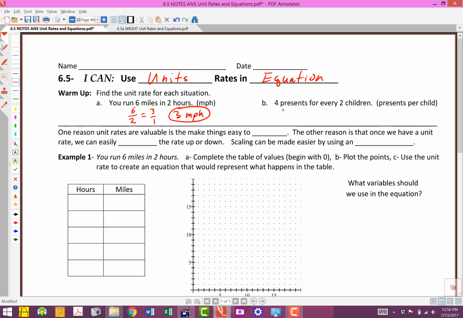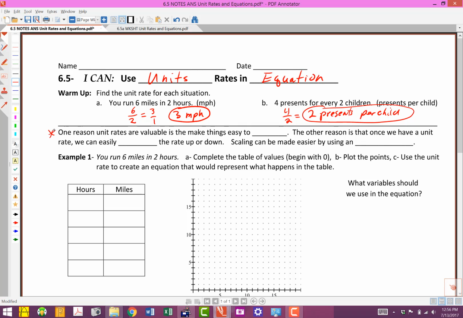And on this one, 4 presents for every 2 children. And it says in parentheses the way they want us to set this up. So this would be presents per child. So the presents are going to go on the top and the children are going to go on the bottom. So this is going to be 4 on the top, 2 on the bottom. We're going to go ahead and simplify. I'm not going to do this step right here. I'm just going to skip immediately to 2 presents per child, and that's going to be our answer on that one.